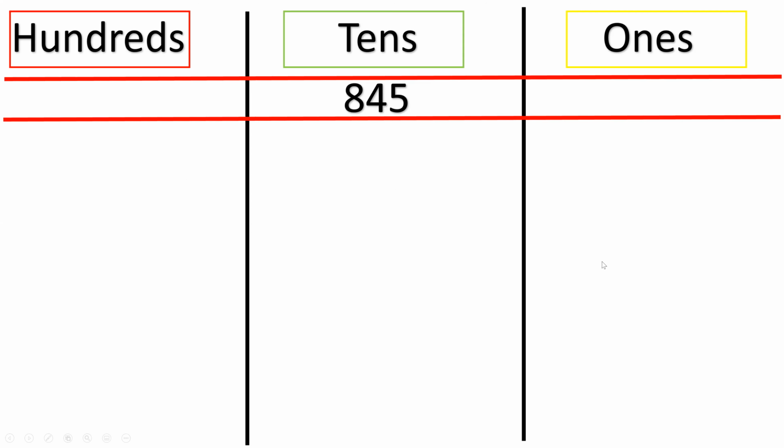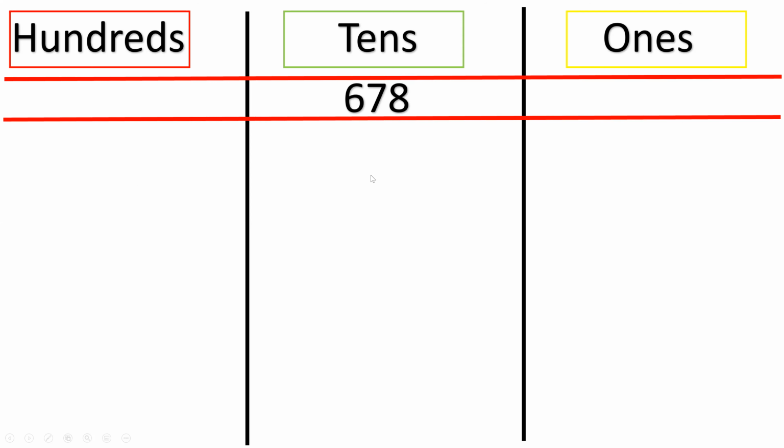Let's do one more, 845. Let's do this one together. The number at the end is our ones, so I have 5 ones. The number in the middle is my tens, so I have 4 tens. And the number in the front is my hundreds, so I have 800. So I have 845.